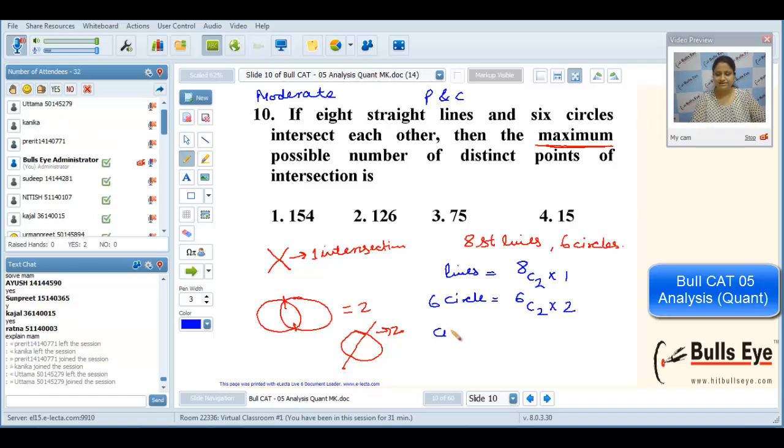Then we will take a circle and a line. It means you need a circle and a line. Lines can be chosen in 8C1 ways, and a circle can be chosen in 6C1 ways, and every pair of a circle and a line will give you 2 meeting points, 2 intersection points. So this is the answer. Yeah, any problem in this?